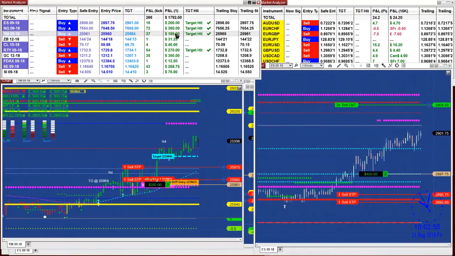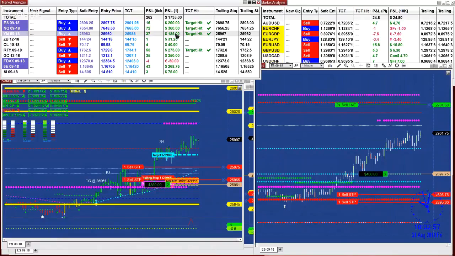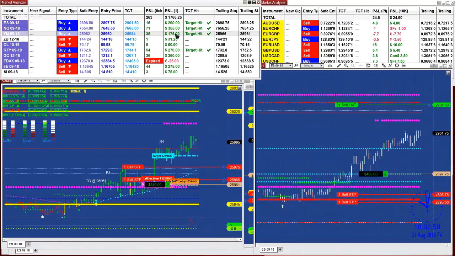$175 based on one contract, 1 minute, folks. Based on one contract, 1 minute, we nailed $355 on the Nasdaq. We nailed $200 based on 1 minute, one contract.